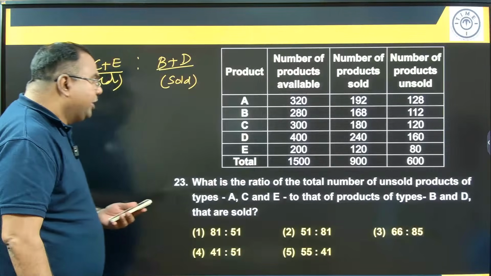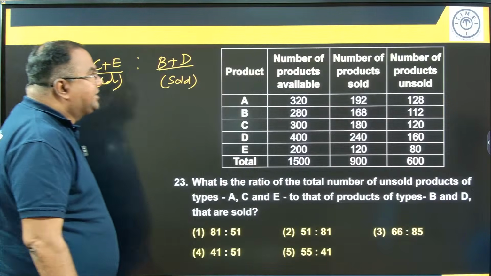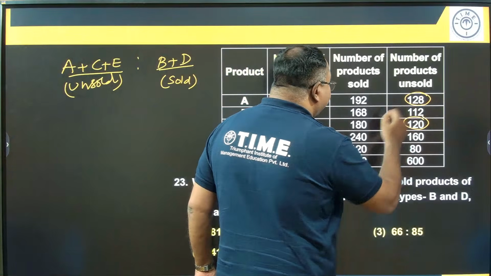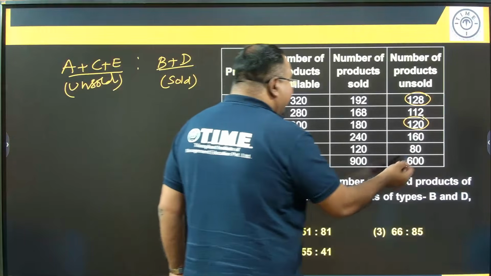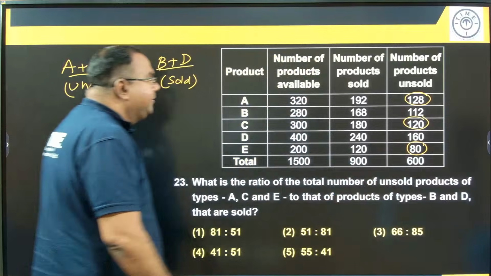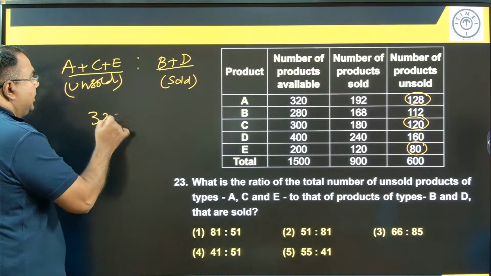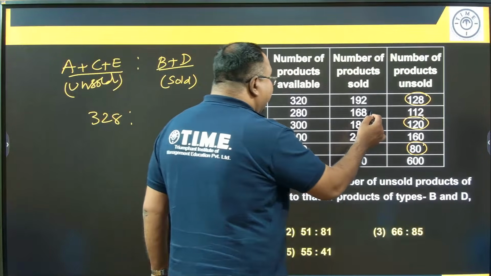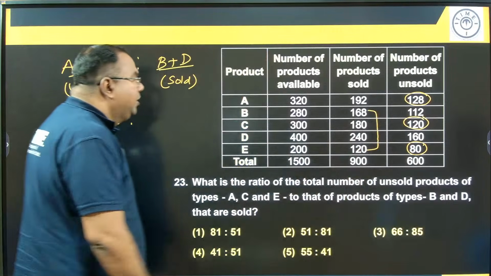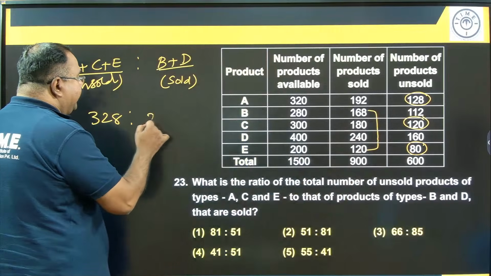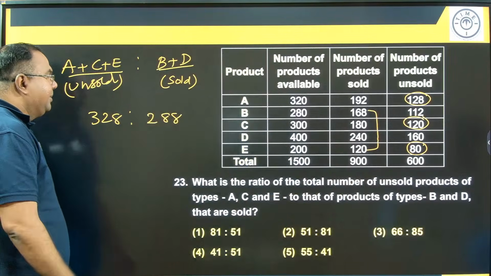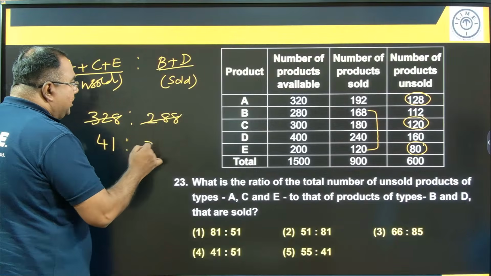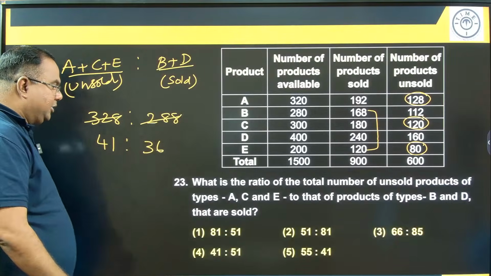Let's move on. So the ratio of the total number of unsold products of A, C, E. Unsold is in my last column: 128, 120, 248, and E is 80, so 328. This is to B plus D sold. B and D sold: 168 plus 120. How much? 288. Right? Let's simplify this. 41 is to 36.